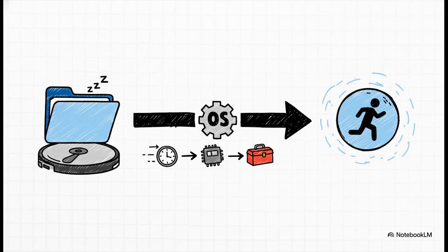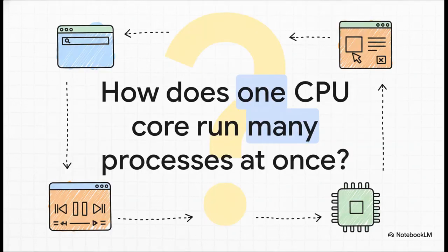And this leads to a super clean way to think about it, especially if you're ever in a technical interview. A program officially turns into a process the very moment the operating system gives it the things it needs to live: CPU time to think, memory to exist in, and resources so it can talk to the rest of the system.